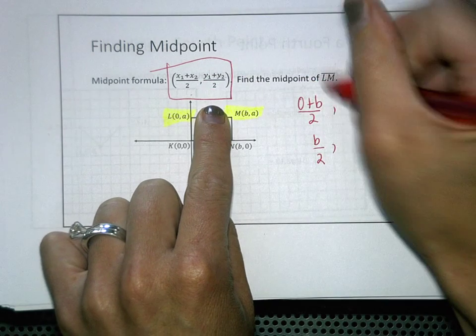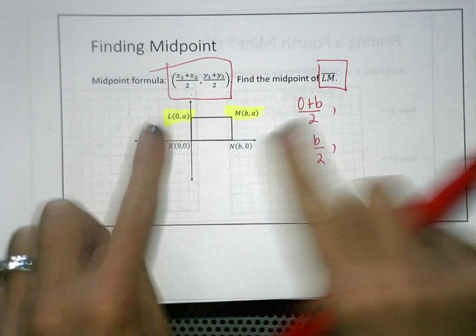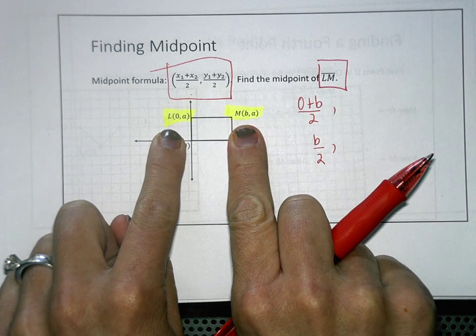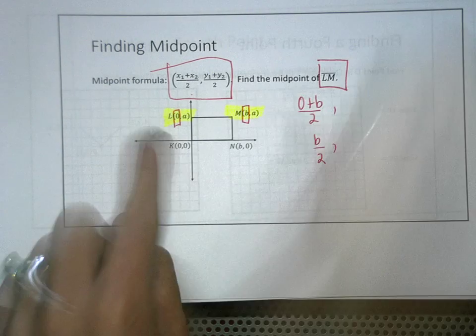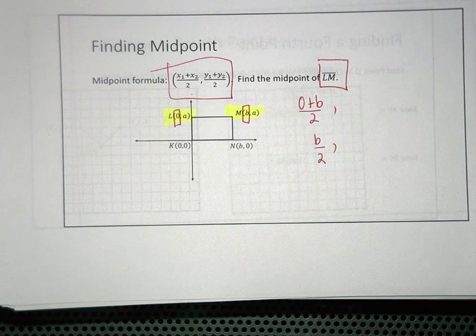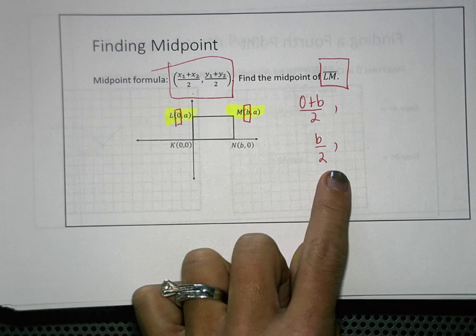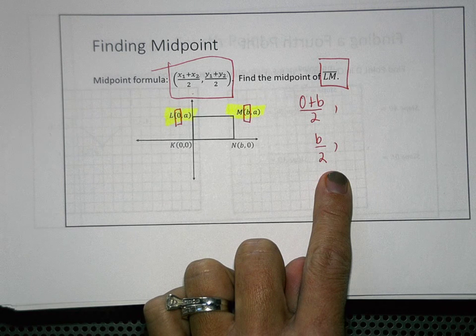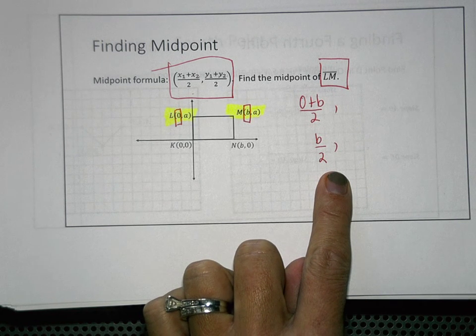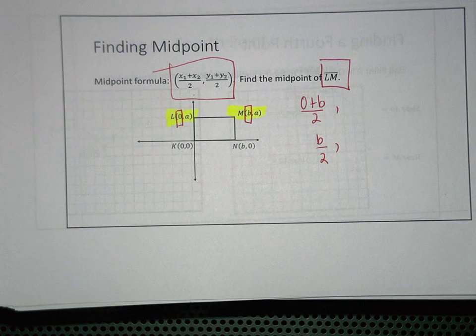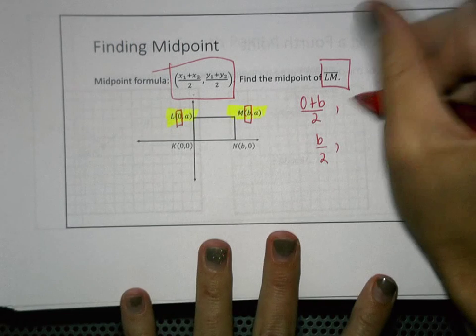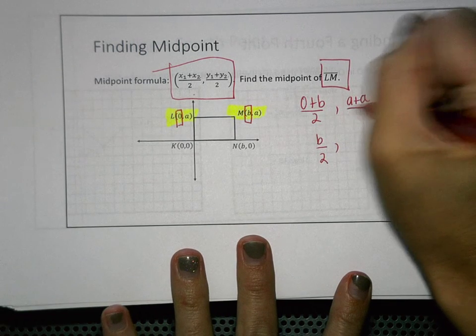Since they're asking for LM, I go to the points L and M. My x values are the numbers in front. So I have 0 and b. What is 0 plus b? B. And then we have b over 2. Okay? Yeah, just leave it as b over 2. Whenever you're finding the midpoint, as long as it's just 2 points, yes, you're dividing by 2. So for what we're doing today, we will always divide by 2 because we're only going to be taking 2 points. It's taking the average. So for my y, I have a plus a divided by 2. What is a plus a?